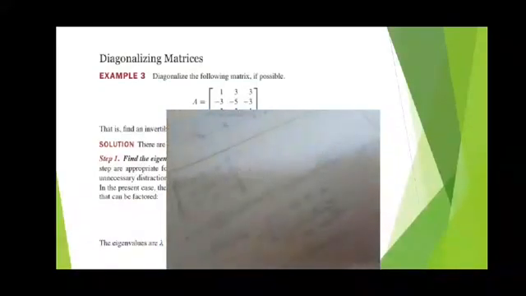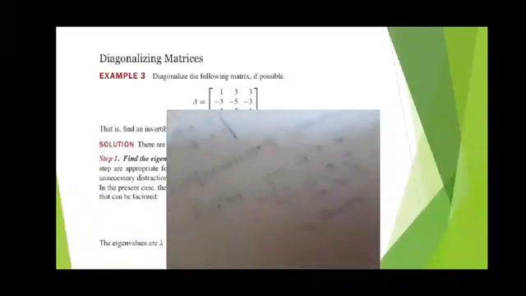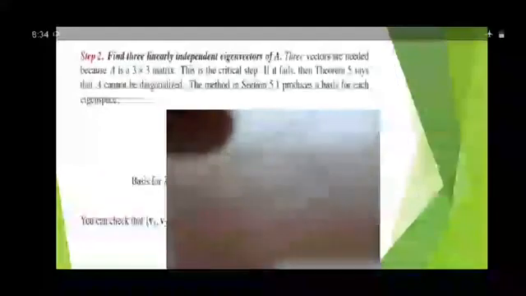Already lambda equal to 1 is one factor, so we write lambda minus 1 into minus of lambda square plus 4 lambda plus 4. This is clearly the a square plus 2ab plus b square formula, so it will be lambda plus 2 whole square. Taking the common factor, we have lambda minus 1 into lambda plus 2 whole square. That means lambda equal to 1 is one eigenvalue, and lambda equal to minus 2 occurs two times. So these are the eigenvalues. This is step 1.